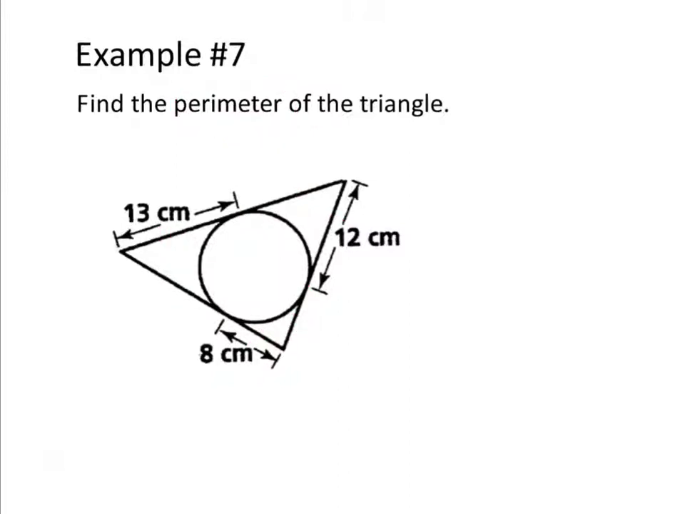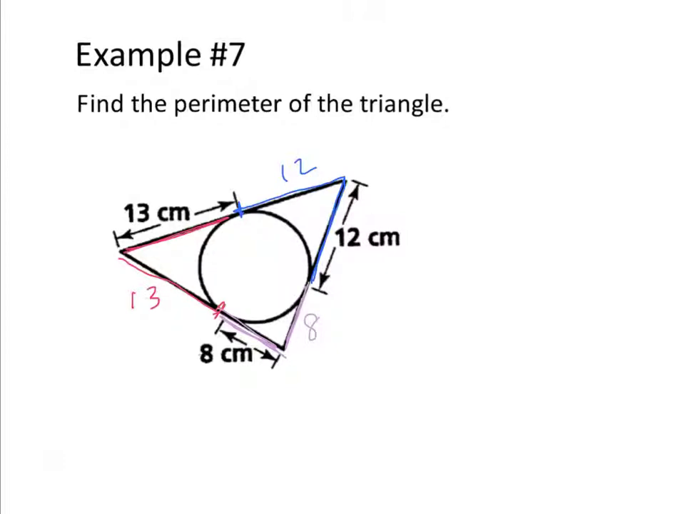So that means this. If this is 12 right here, then this has to be 12 right here. If this is 13, then this part has to be 13. And then the last part, if this is 8, then this part has to be 8. So now all I have to do is add my three sides.